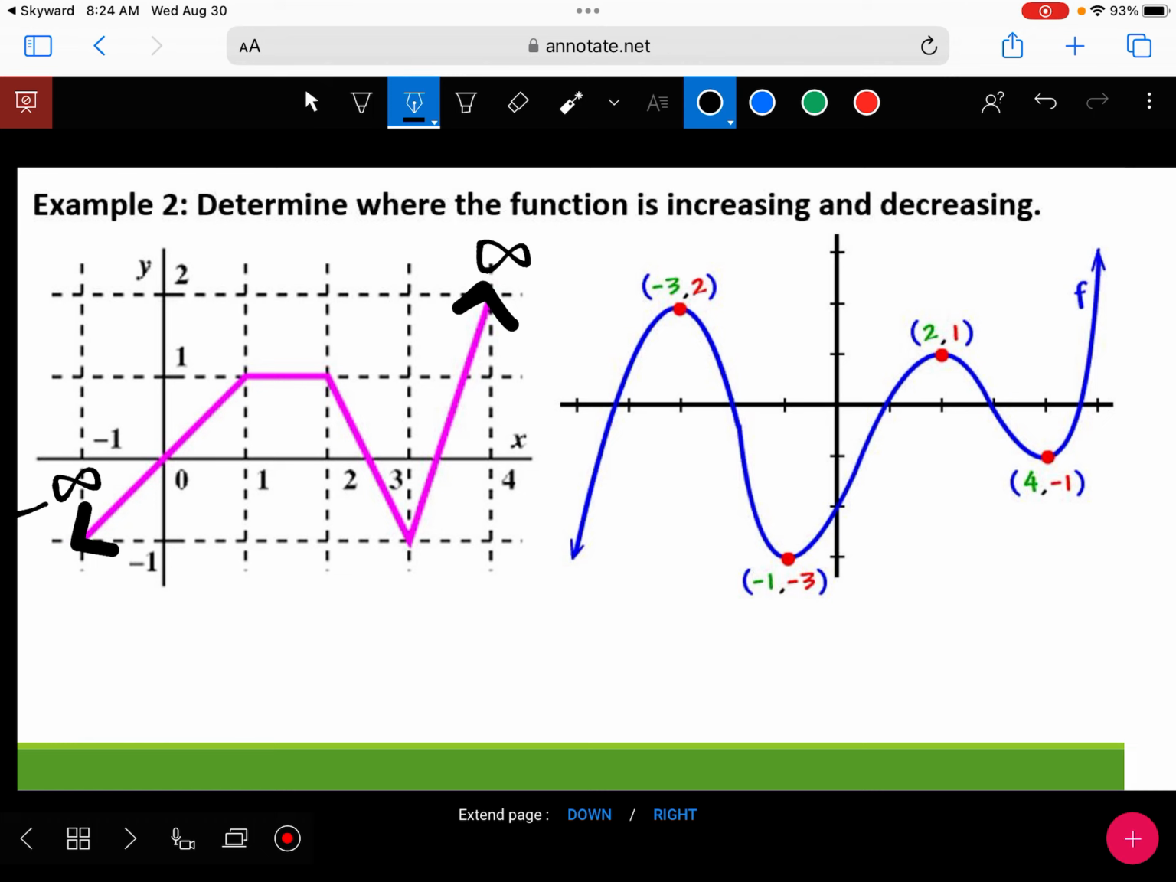And your y value can do one of three things. It can either increase, which I'm just going to say INC. It could decrease, or it can stay constant. So what we're writing is the intervals.